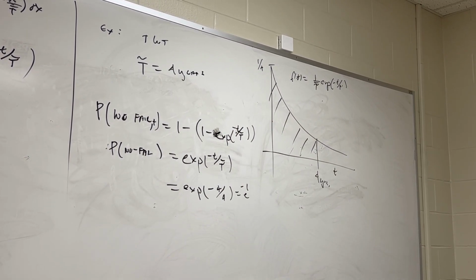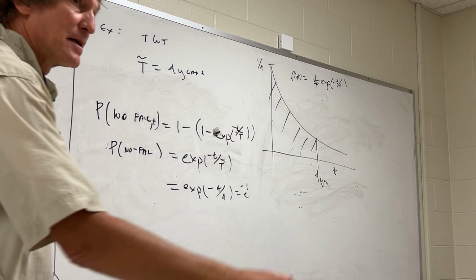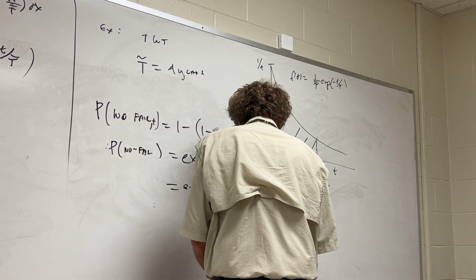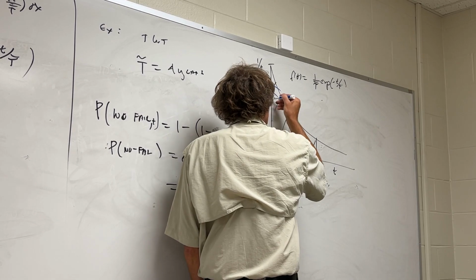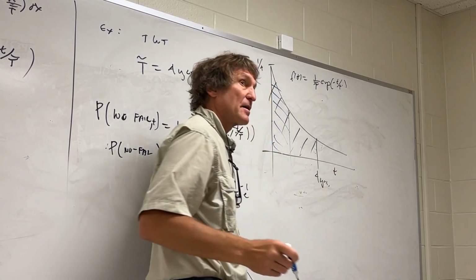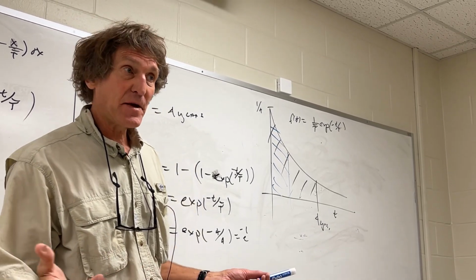Y'all with me? Okay, what's the next part to that? Just follow me. Make sure you see it's simple, really. The probability of it failing in the first year. All right, now what is that? That's just this area under this curve right here, right? Trying to make sure you see how simple this is. It's that area, right? With me, class? What's that area going to be?